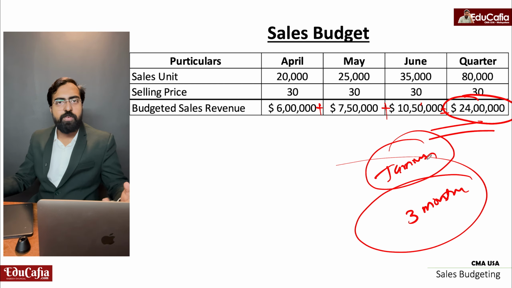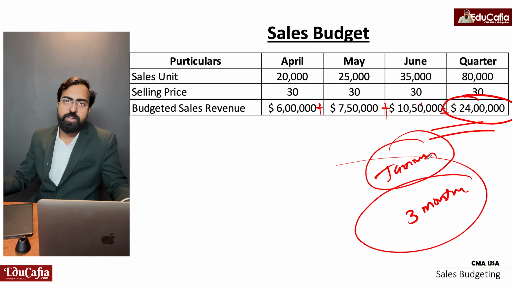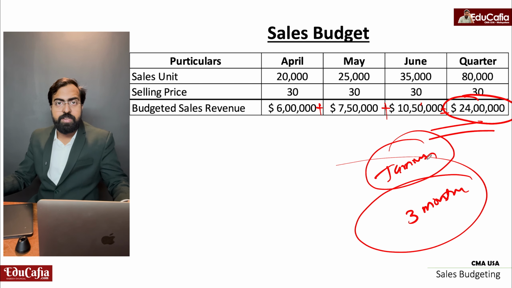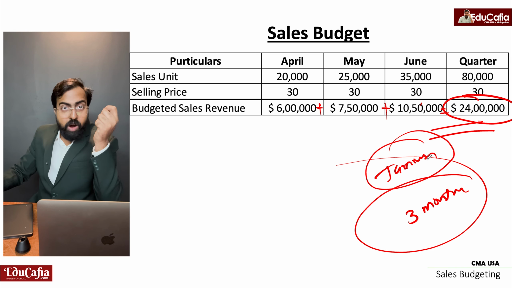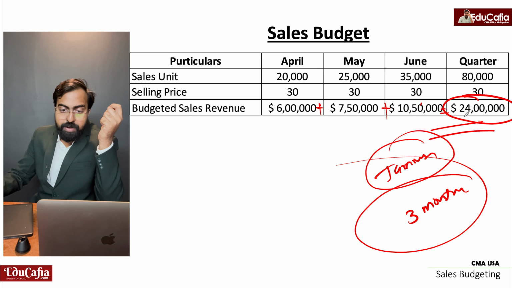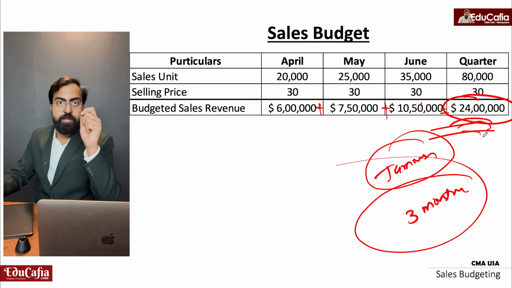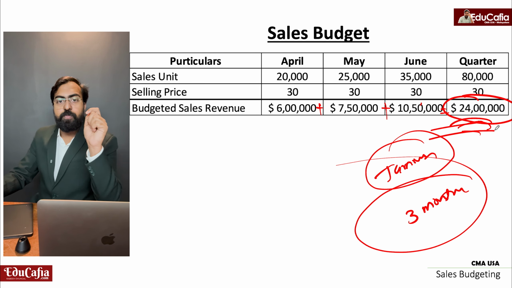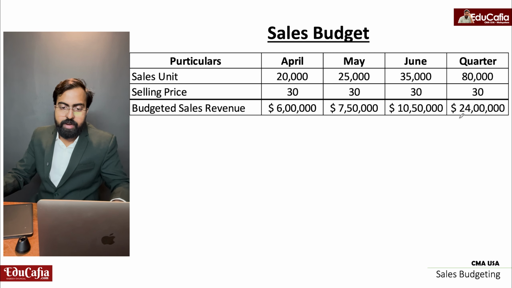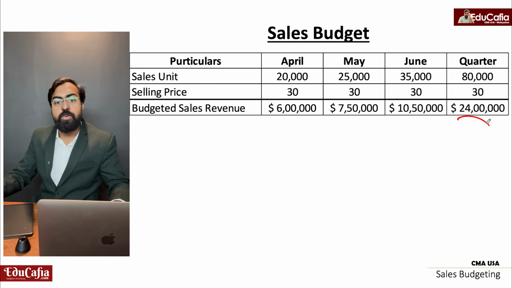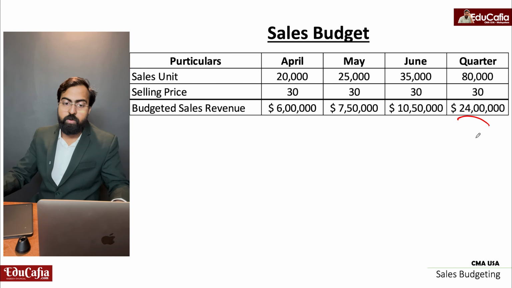You got it? This is very easy, right? To make the sales budget, how do we prepare it? We need to know what revenue our MD requires. First, we need to know that. So the MD said he needs 24 lakh dollars, so we divide this across 3 months.